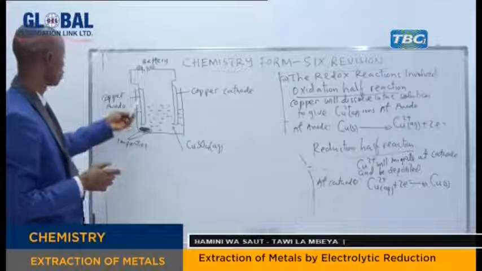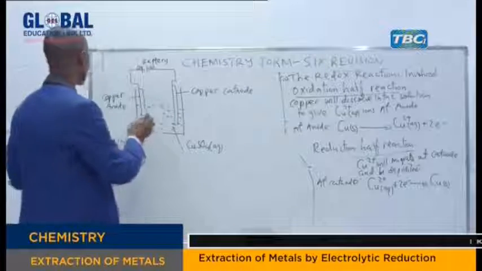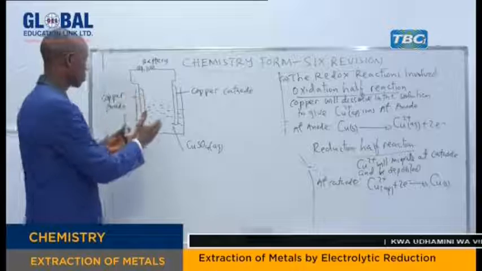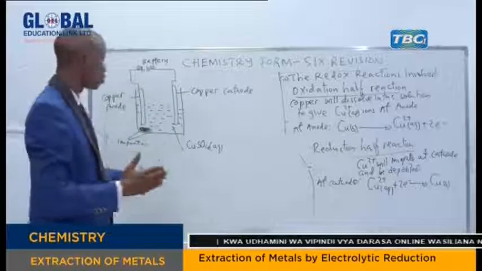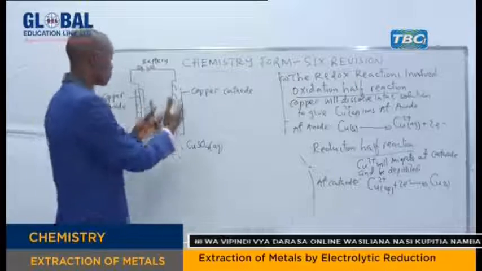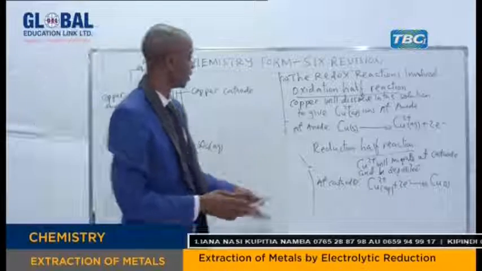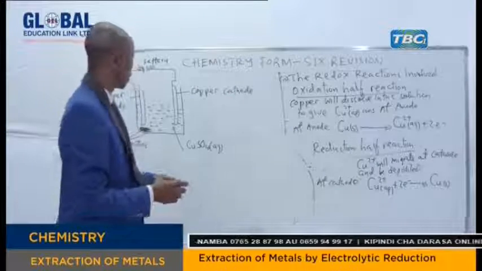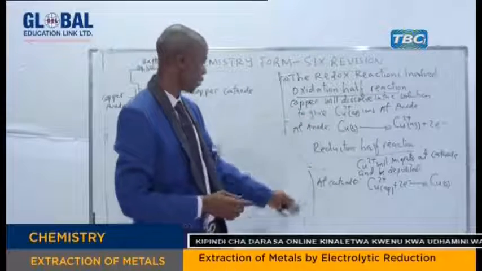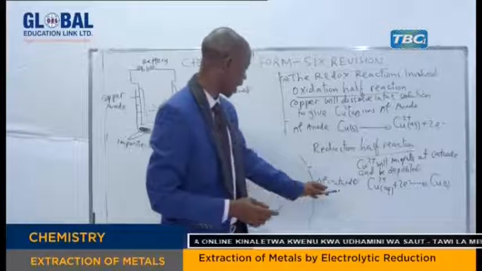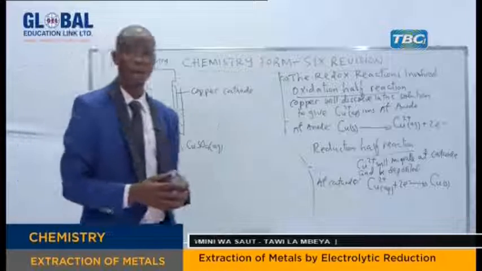So the copper 2 ion which reformed will migrate and be deposited at this cathode. So as time goes on, this copper anode will disappear because it will dissolve in the solution, forming the ion, and this copper cathode will increase in size, will be bigger in size because of the deposition of the copper on it. So these are the redox reactions that are involved at the electrodes. We have the oxidation half reaction at the anode, and we have the reduction half reaction at the cathode. So this is how the extraction can be answered from that particular part of the question.